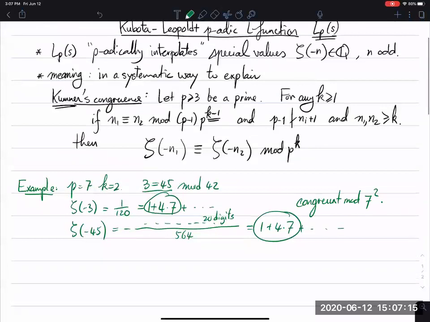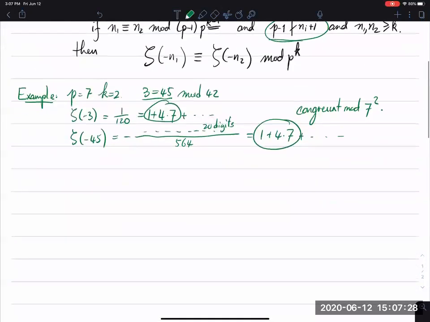And I can also give an example. If this condition that p minus 1 does not divide ni plus 1 fails, these 2 will not be congruent. So I'll maybe skip that. We can give examples of that. So now, let's talk about the proof of this.